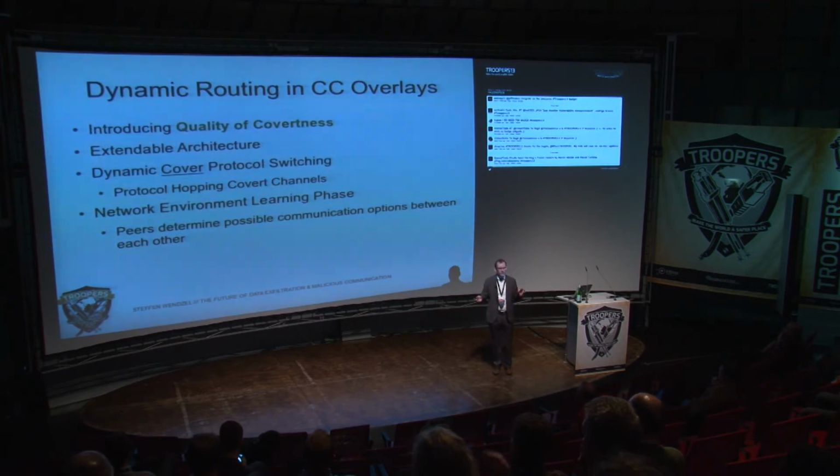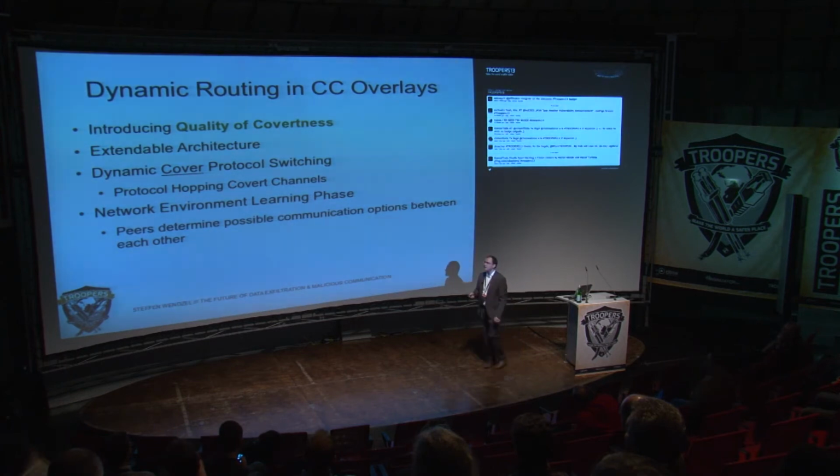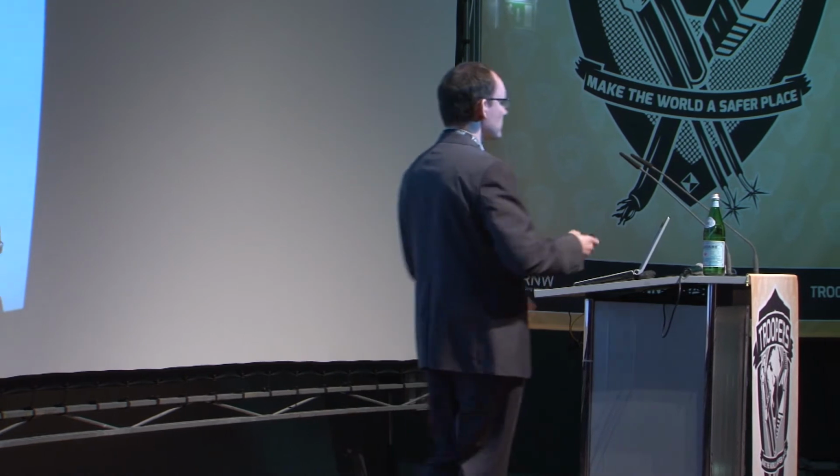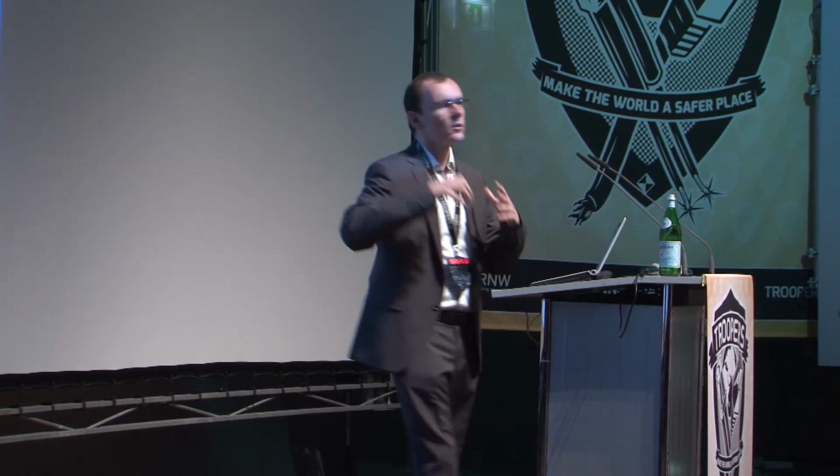And the really cool thing is he came up with a really good idea. You all know quality of service, but he introduced quality of coveredness. So we can optimize the link for the coveredness. And that's really, really cool. I mean, you can theoretically build a real overlay network with covert channels, and you can optimize the covertness.